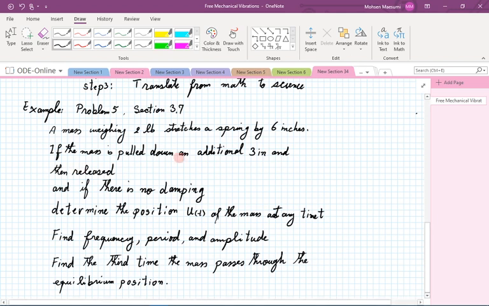If the mass is pulled down an additional 3 inches and then released, and if there is no damping, determine the position u of t of the mass at any time t. Then find frequency, period, and amplitude. And perhaps find the third time the mass passes through the equilibrium position. So that's the statement of the problem.